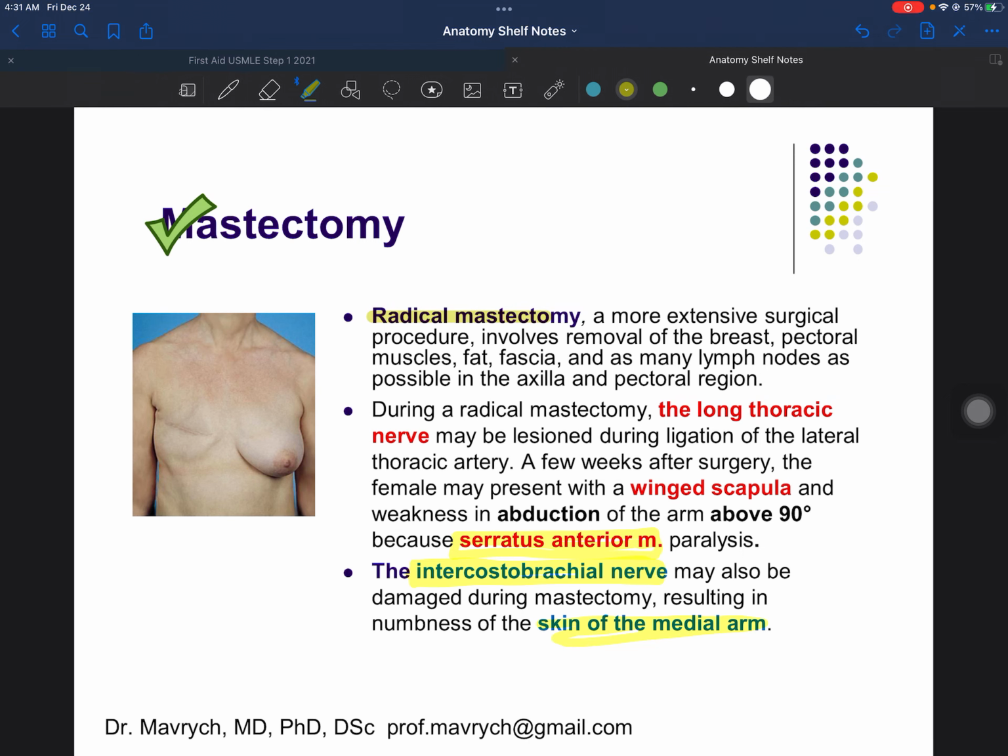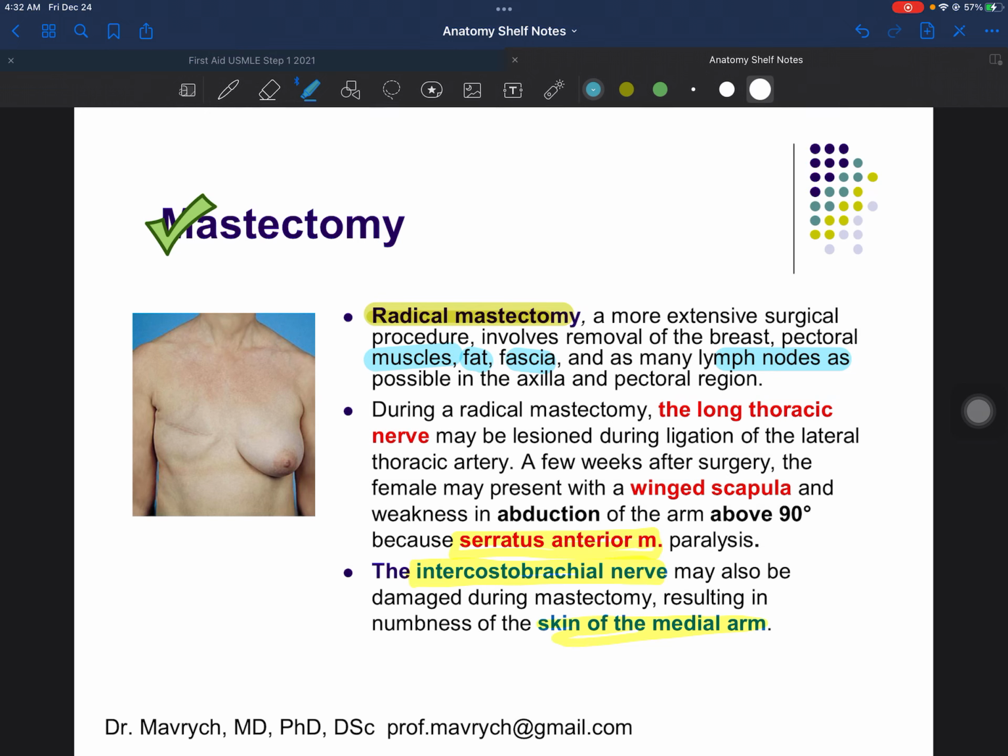In the radical mastectomy, a more extensive surgical procedure, you're going to see the removal of the breast, the pectoral muscles, fat, and fascia. So let's see what is being removed. There is the pectoral muscle, there is the fat, there is the fascia, and as many lymph nodes as possible.